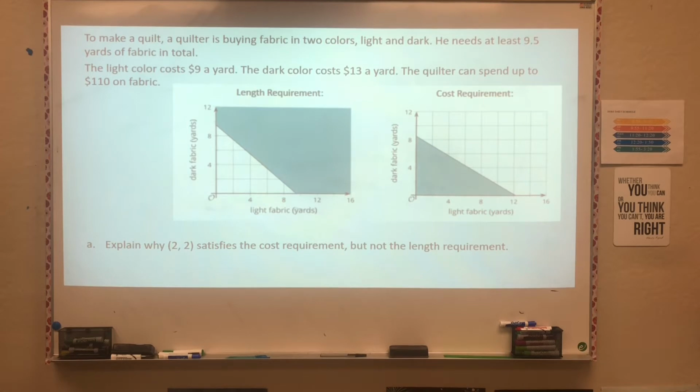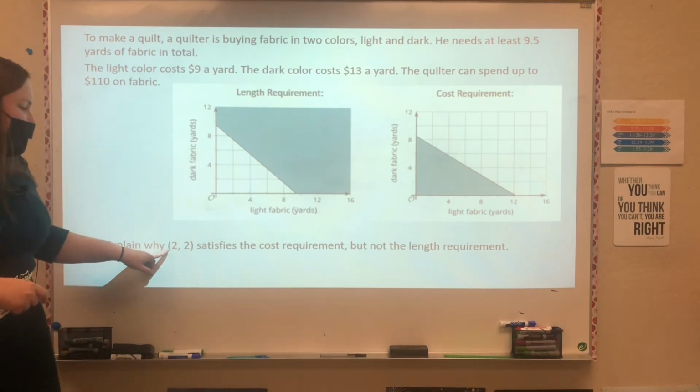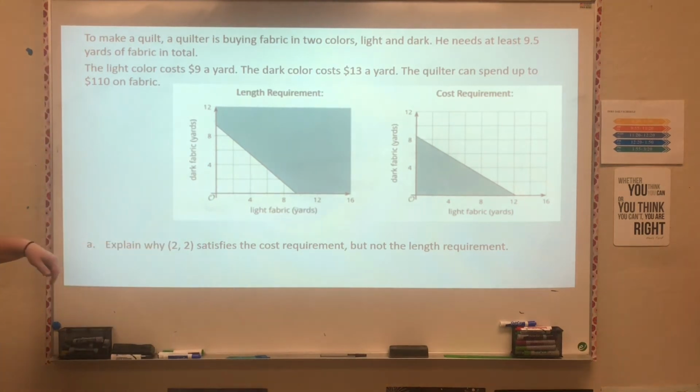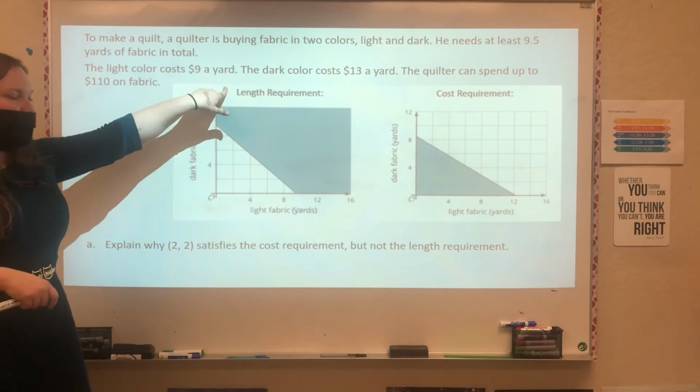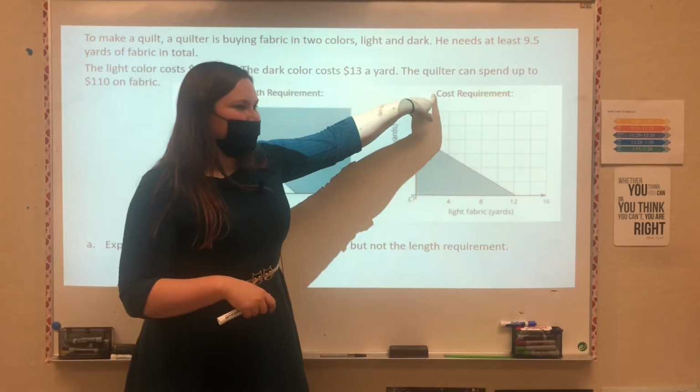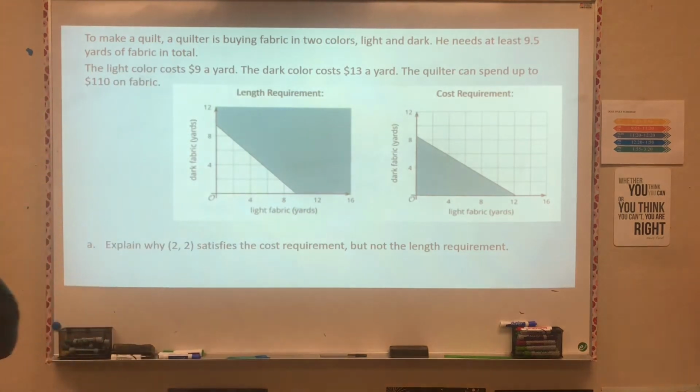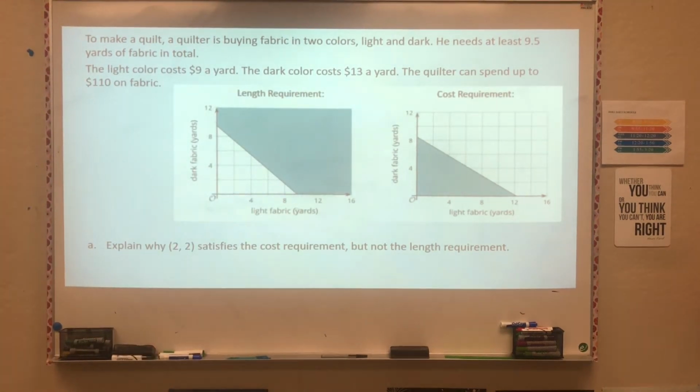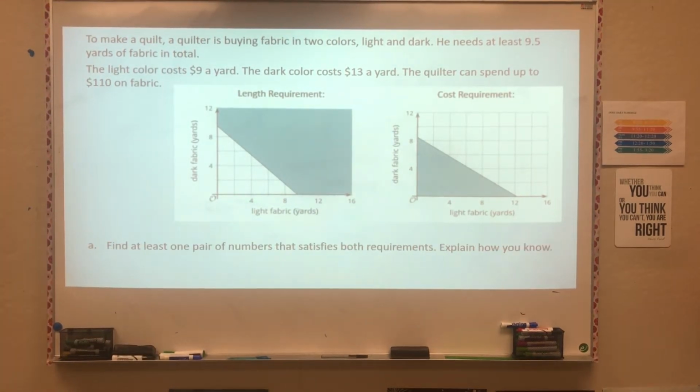2 light fabrics and 2 dark fabrics. Yep, 2 yards of each of the fabrics. So if I were to buy 2 yards of each of the fabrics, am I getting the amount I need? Am I staying within my budget? Yes. So we wouldn't have enough fabric, but it would be cheap enough. Here's the last one. The last question is find at least one pair of numbers that satisfies both requirements.